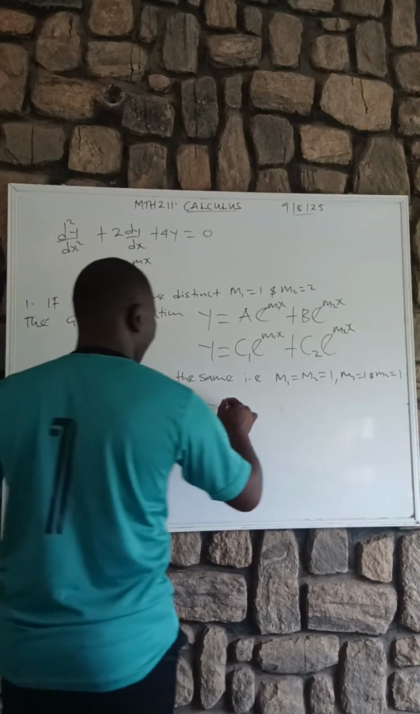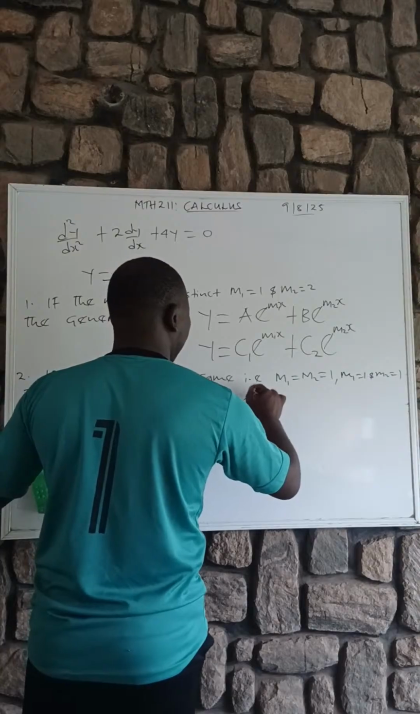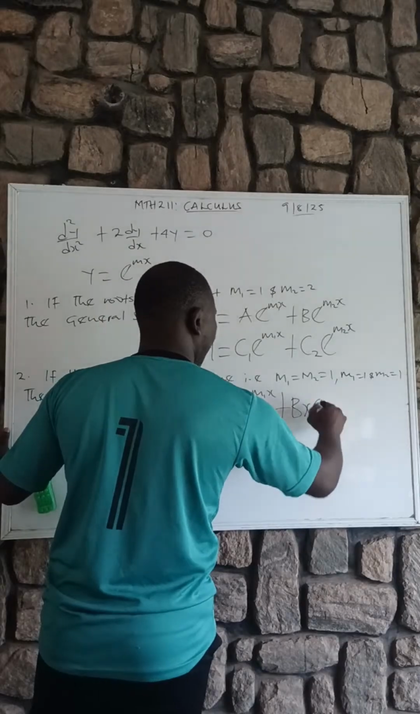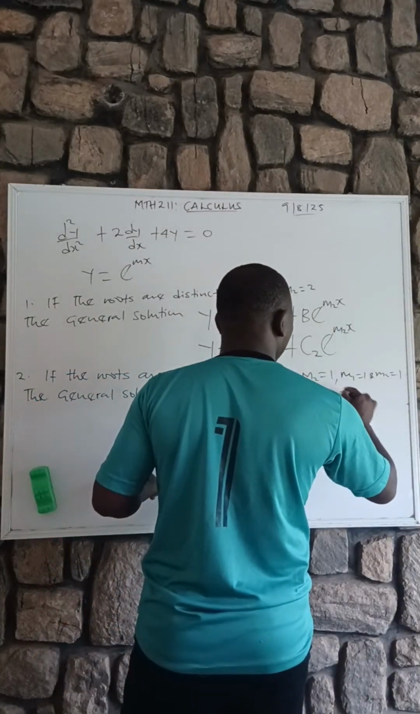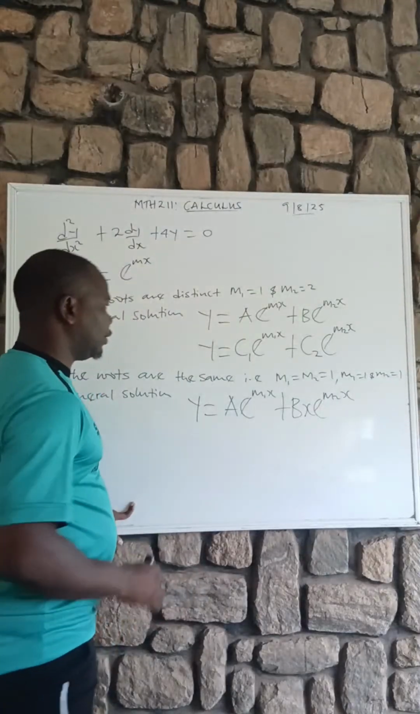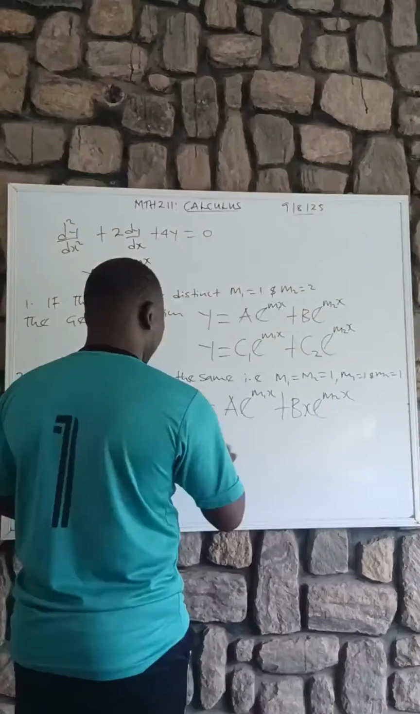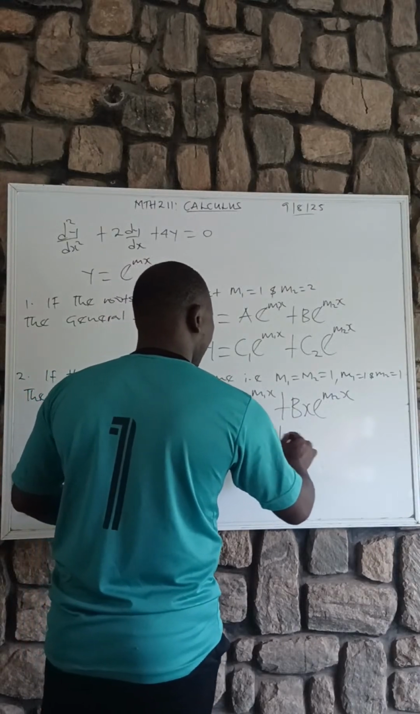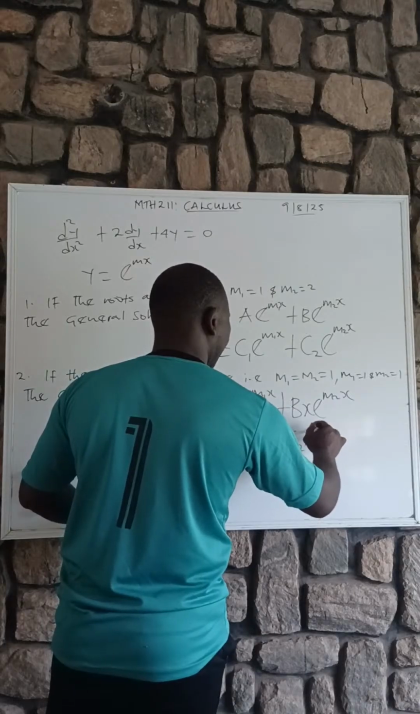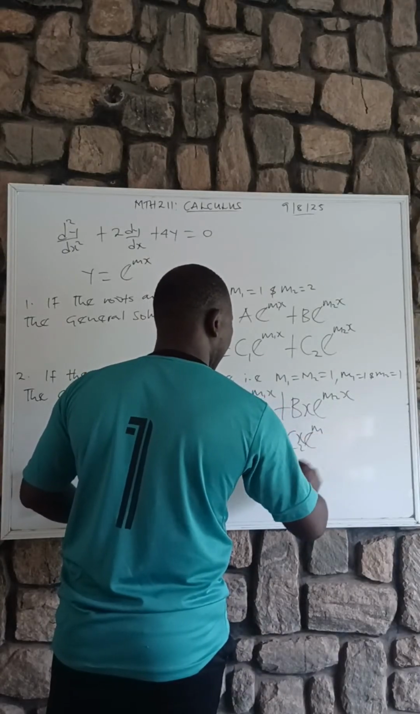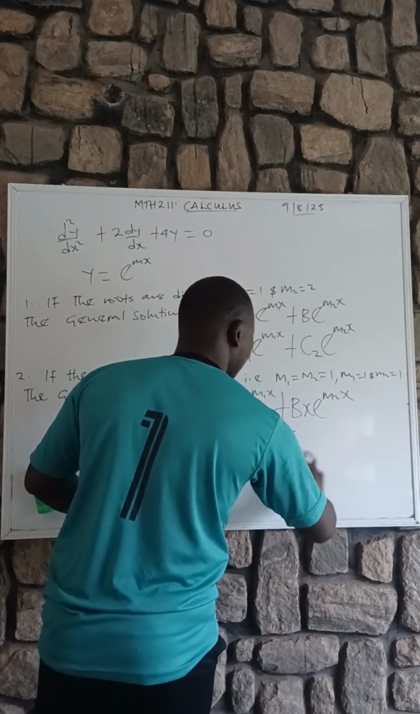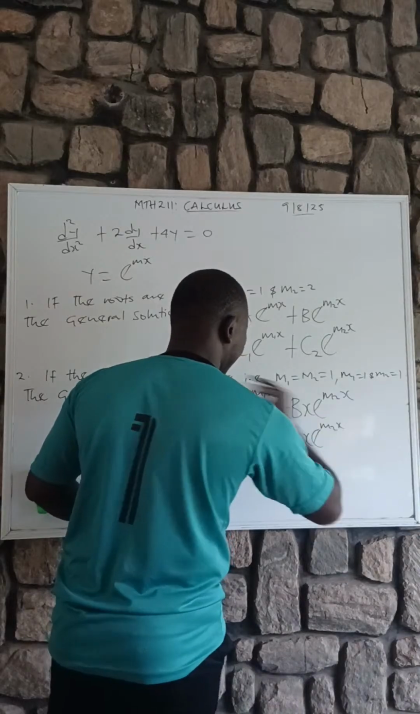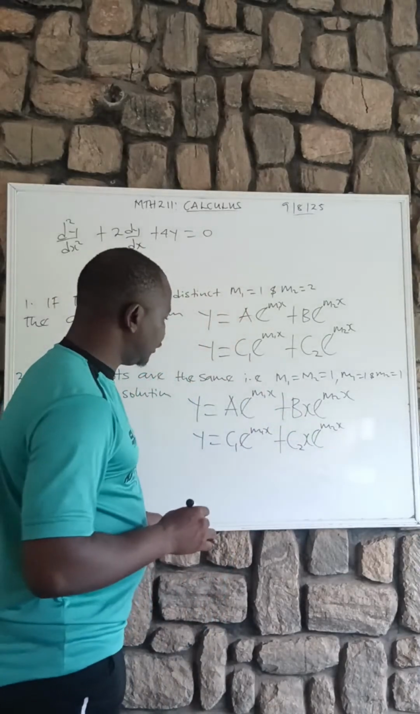y equals a e^(m1x) plus bx e^(m2x). So in some textbooks you may see it in this form: c1 e^(m1x) plus c2 x e^(m2x), right? Do you understand?